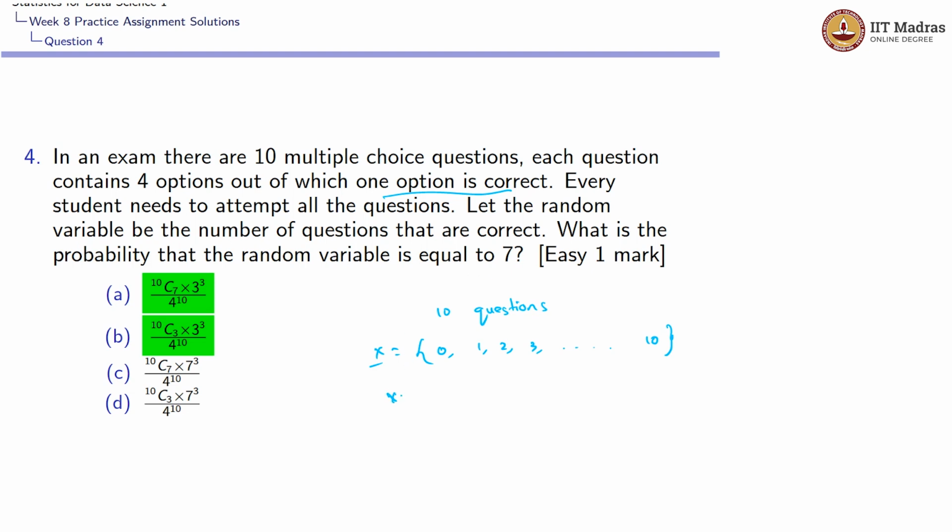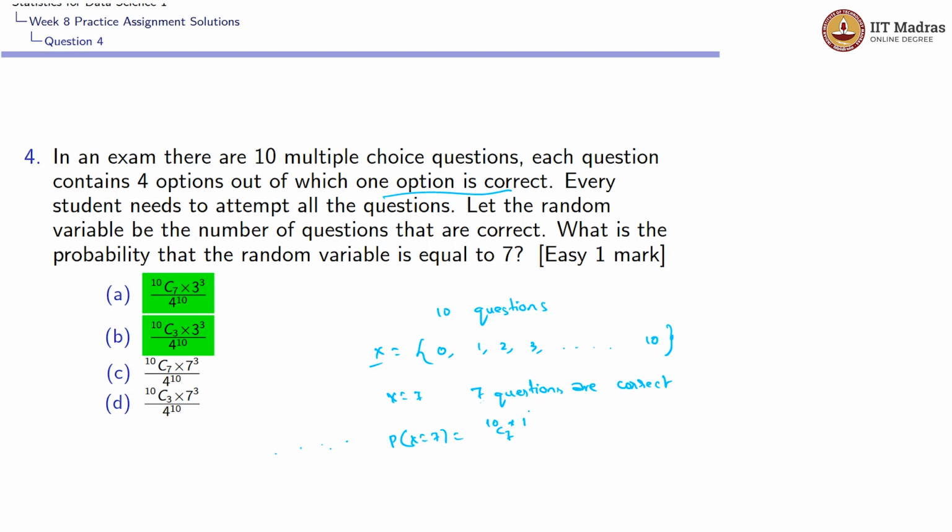The random variable is equal to 7, it means that 7 questions are correct. What is the probability that 7 questions are correct? It would be, first of all we should be choosing 7 questions among these 10 questions. Let the questions be 1 to 10, and in those 10 questions we should be choosing 7 questions which are correct. So that would be in 10c7 ways, and for each question that is correct, there is only one way it would be correct. I mean, either A, B, C or D, only one way we should be selecting, that would be correct.